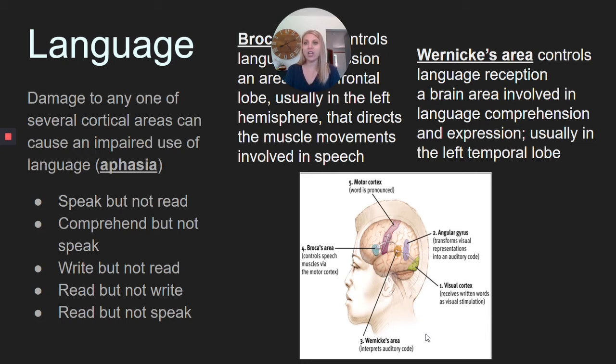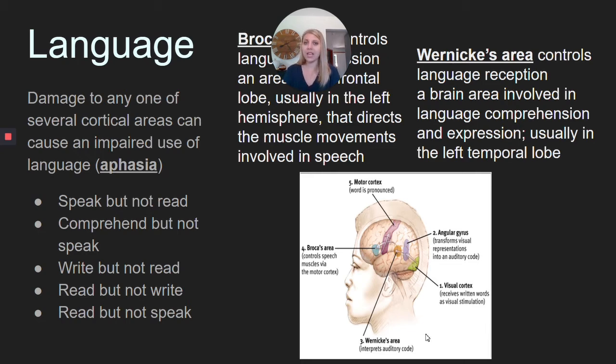And aphasia is simply referring to this impaired use of language. That may be where I can speak, but I can't read. I can understand something, but I can't speak. I might be able to write, but I can't read. I could read, but not write. I could read, but not speak. There's all kinds of different combinations going on here with my language. And when this is impaired, we refer to it as an aphasia. And the aphasia typically happens because there has been damage specifically to Broca's area or Wernicke's area.